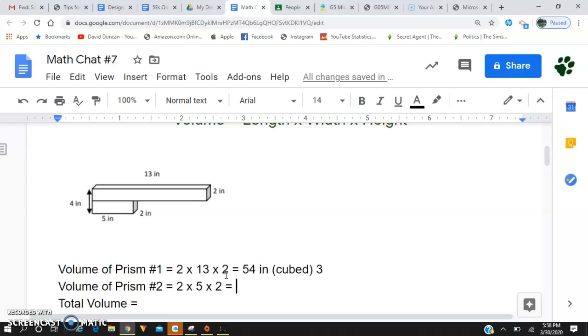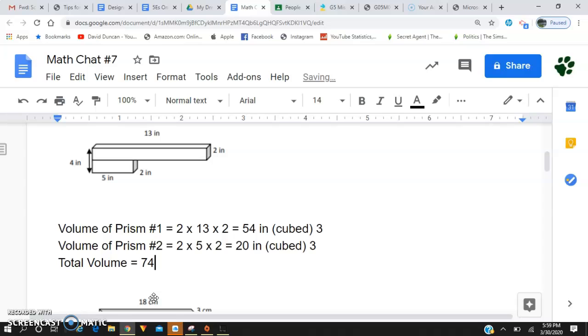And then I have 2 times 5, which is 10, and 10 times 2 is 20 inches cubed. Okay, so now the total volume of this whole prism together, imagine this is an odd-shaped swimming pool. I want to know how much water can be filled up in this huge swimming pool. Think of this as the shallow end, and then this is the deep end. How much water would fill this whole area up? I have to add these two volumes together. So I know that 54 plus 20 is going to get me 74 inches cubed.